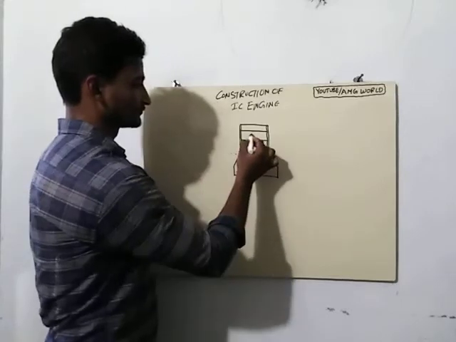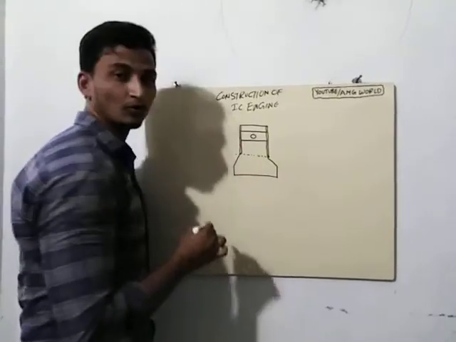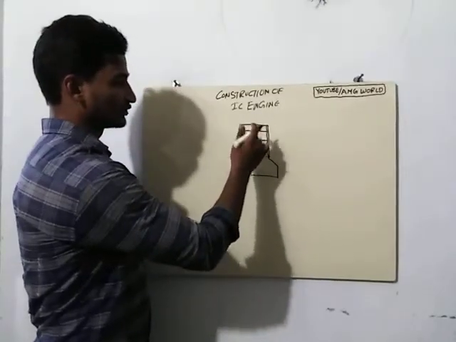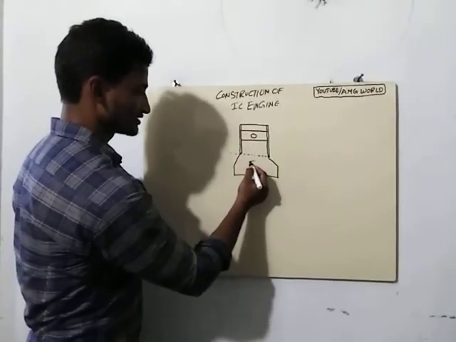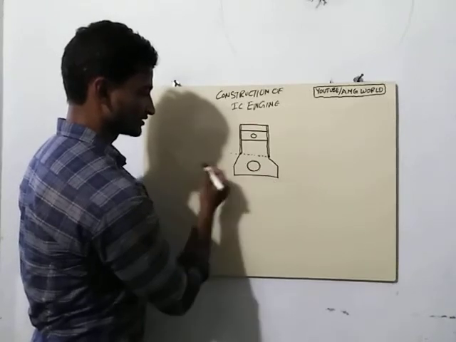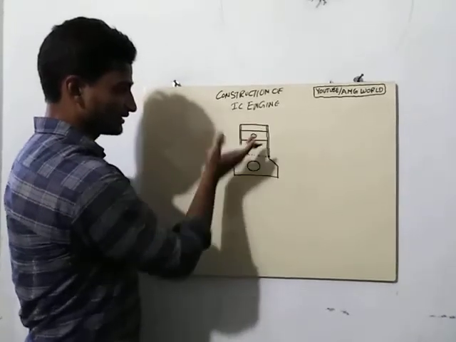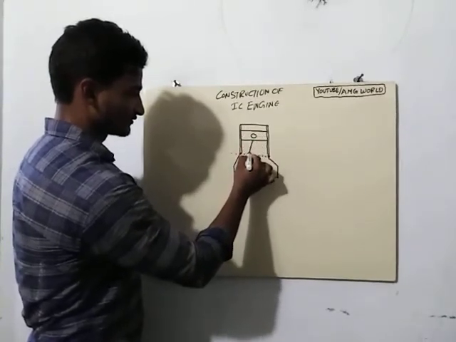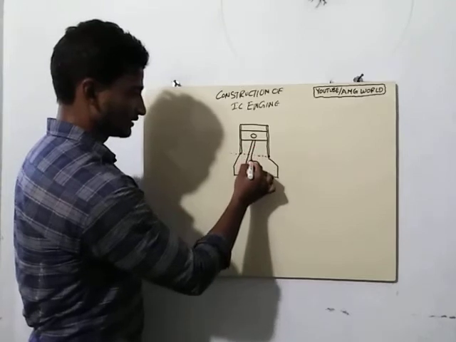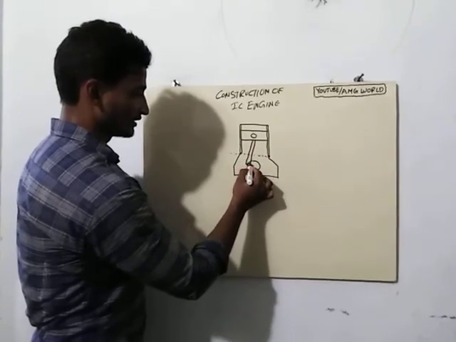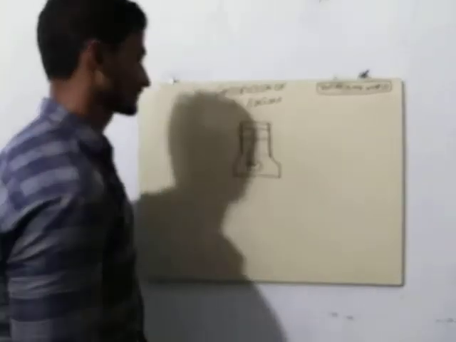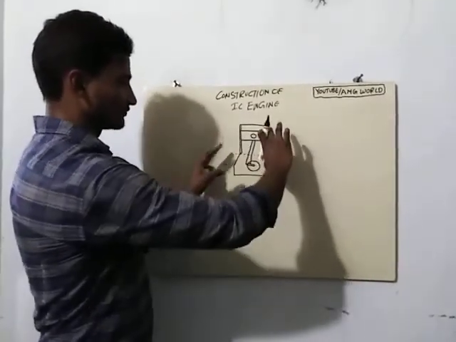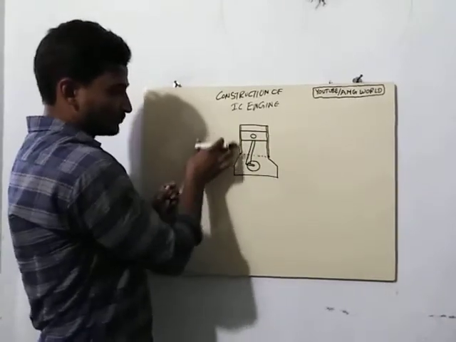Here the piston will come. The piston is provided with a hole which is called a gudgeon hole. So here comes the crankshaft, and a connecting rod connects this piston with the crankshaft via a pin which is called a crank pin. So this is the portion which is present at the middle section.